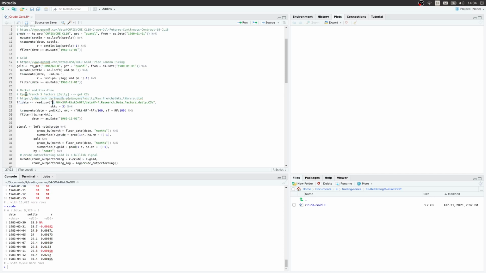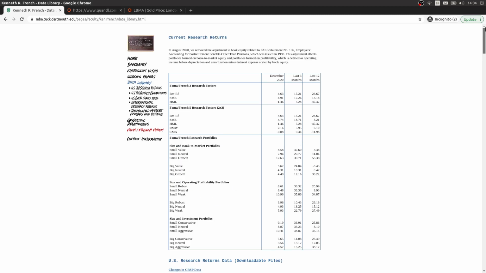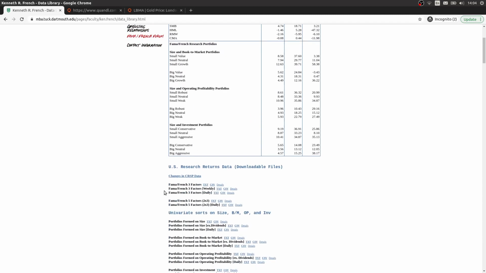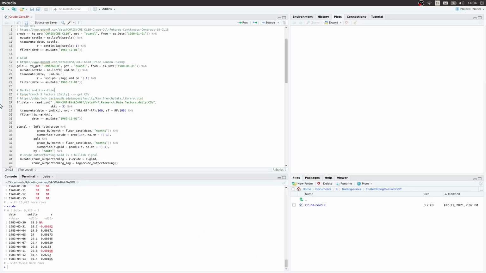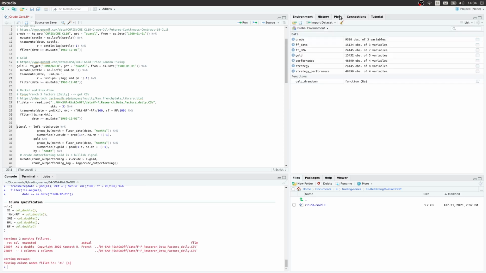And again for the market returns, I'm going to use the data from French, which is available on the data website from French, and you find it here, the daily 3-factor. You can download it as CSV and load it into R, which is what I'm doing here.